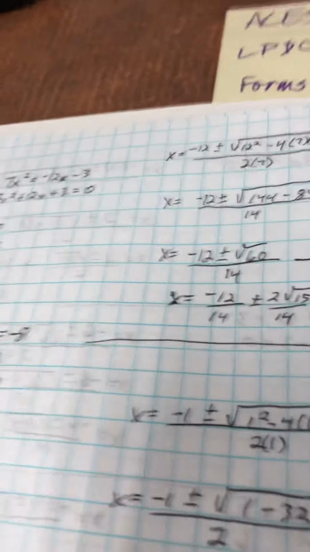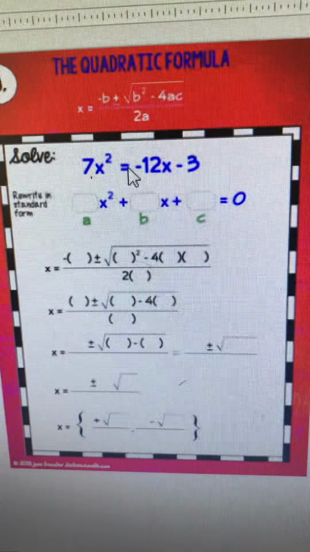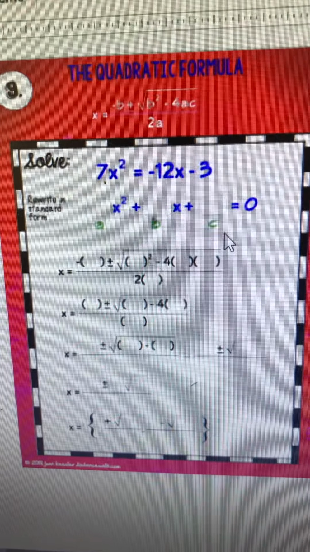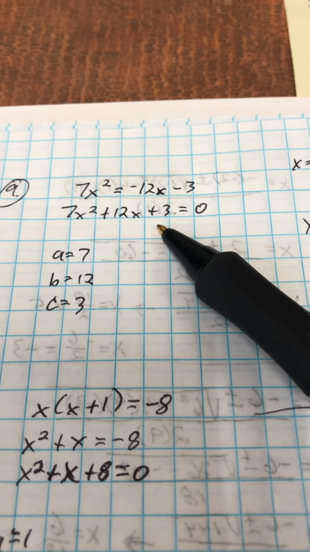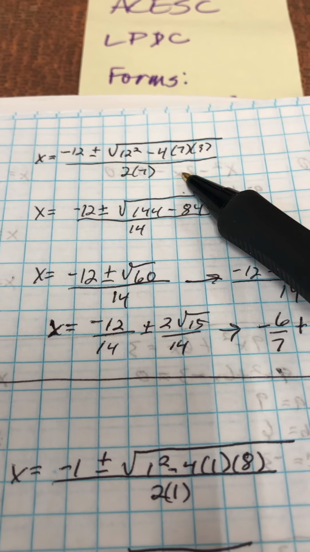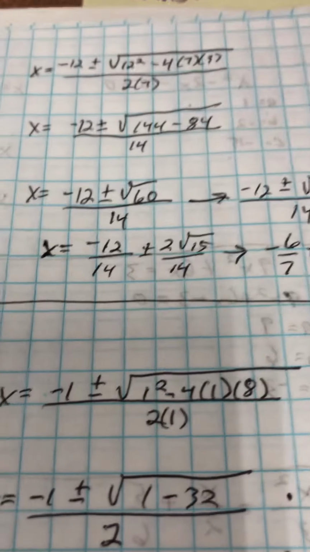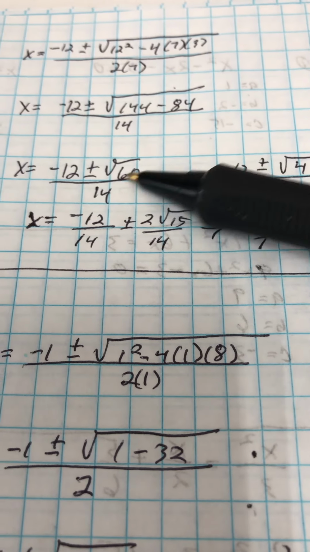Number 9, I have this problem for you, and you have to put it in standard form. Putting it in standard form right here. Here's my A, my B, and my C. I got all those. I put it into the quadratic formula. I get 144 minus 84, which is 60, square root of 60.